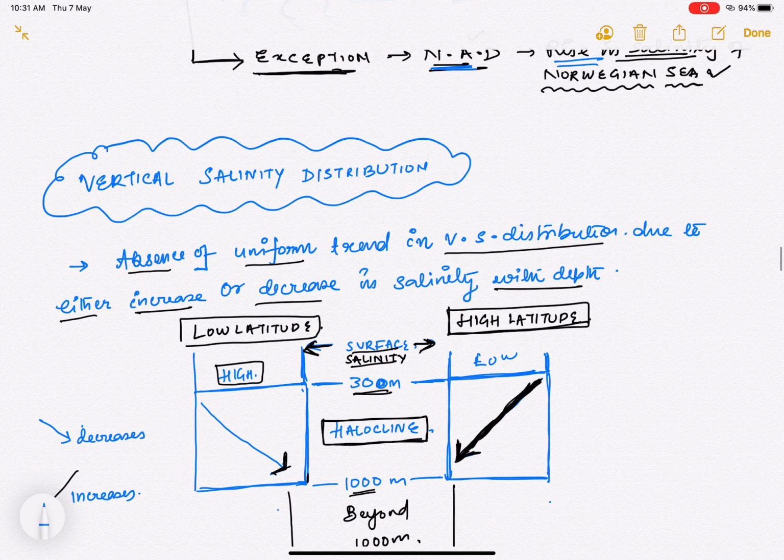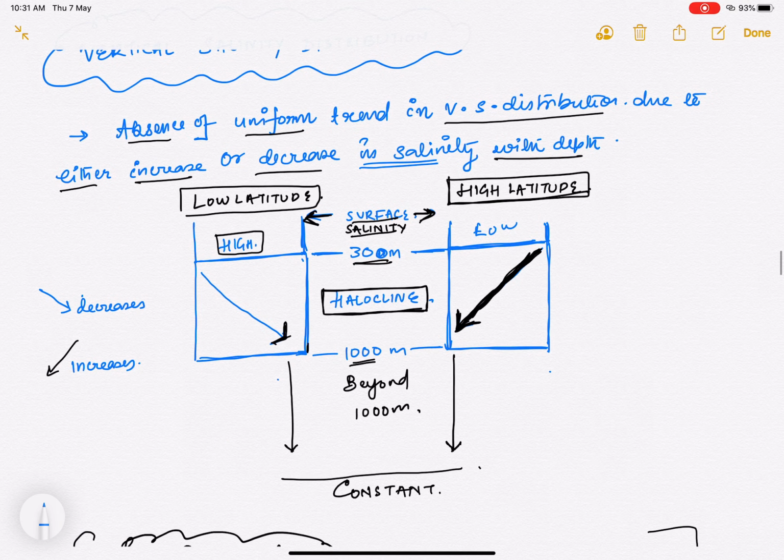Next, vertical salinity distribution. First of all, note this down: there is an absence of a uniform trend in the vertical salinity distribution. It means that the vertical salinity is not similar everywhere, and it may increase or decrease with depth. Now with respect to that, please look into this. In the low latitudes, we know that solar insolation is high, and as a result the salinity is more, and as we go down the salinity decreases.